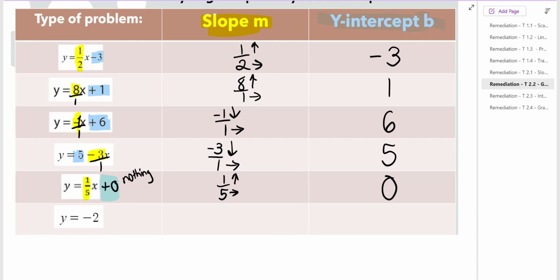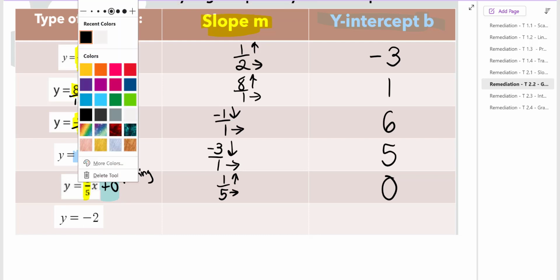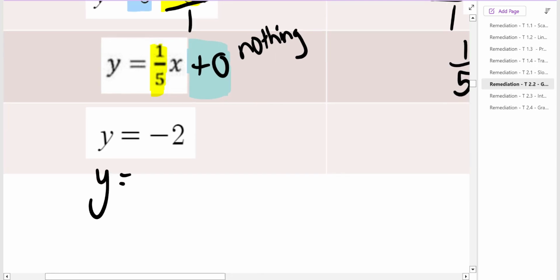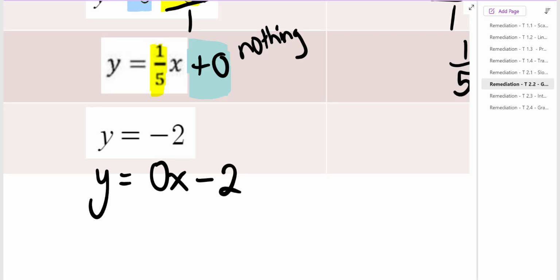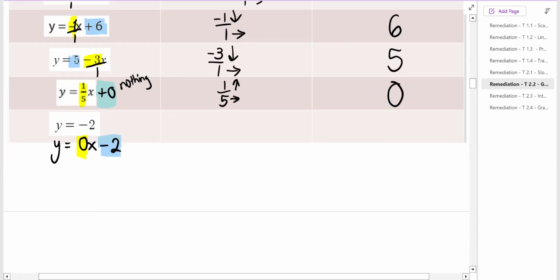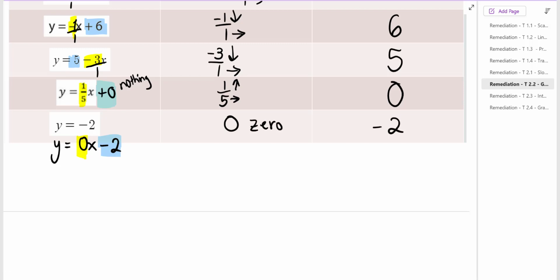Okay, on the next one, I don't have any x. So another way you can write this. So en el siguiente, hay otra manera te puedes escribir este. I have 0x. Tenemos 0x. So podemos escribir 0x menos 2. So minus 2. So slope is 0 and the y-intercept is negative 2.